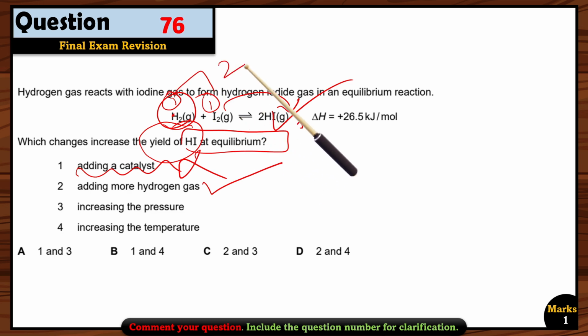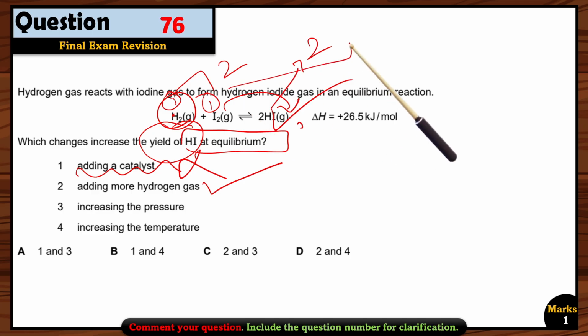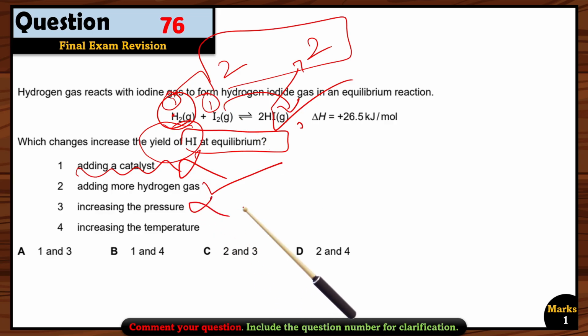So in total we have 2 moles of gas in the reactants, and how many in the product? 2 moles of the product. They both are equal, right? So even if you increase or decrease the pressure, nothing will happen, no change will take place. It means pressure has nothing to do with this reaction, because the number of moles is equal.